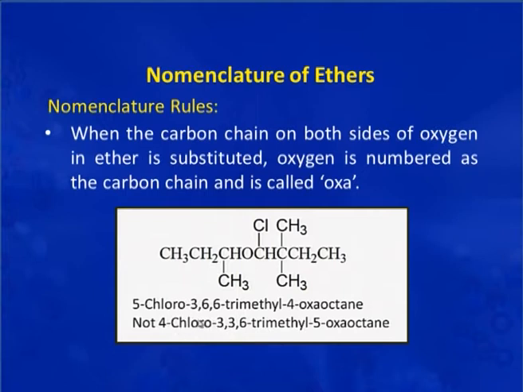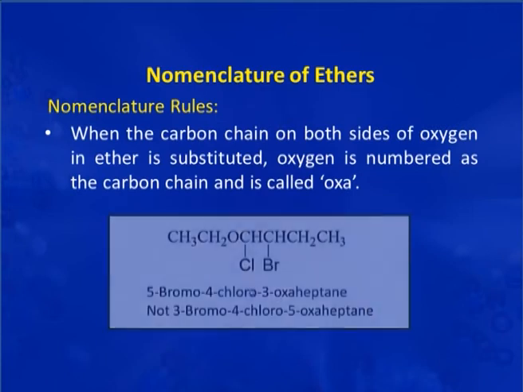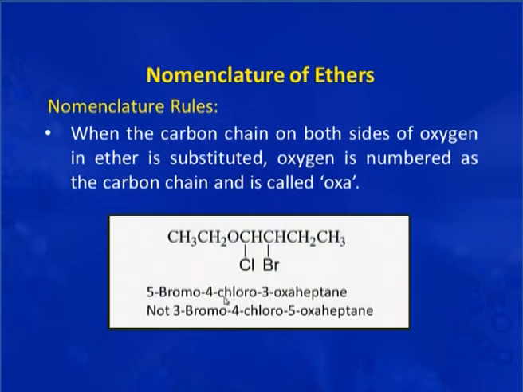That is, why not we number the molecule from here so that the methyl and chloro substitution come at a lower number. But if you remember the rules of nomenclature, the minimum number is given to the functional group, and here in this molecule the functional group is the oxygen atom or ether linkage, and that is why the correct name for the molecule is 5-chloro-3,6,6-trimethyl 4-oxa-octane.